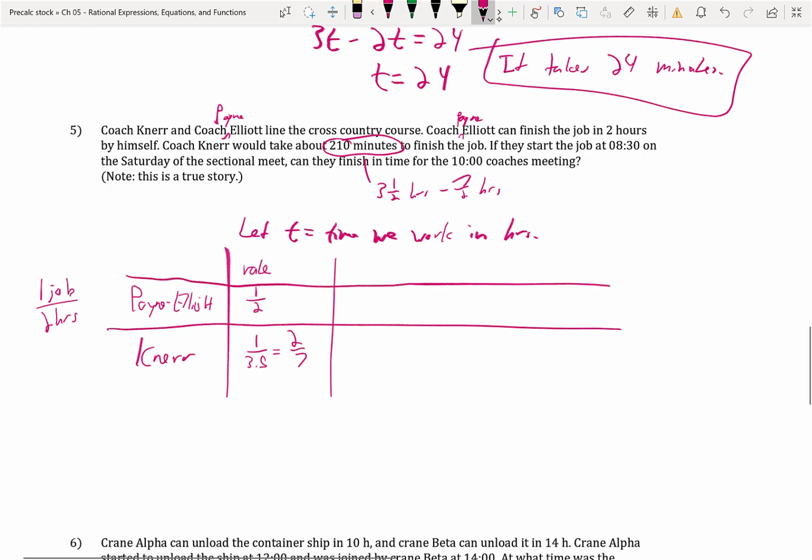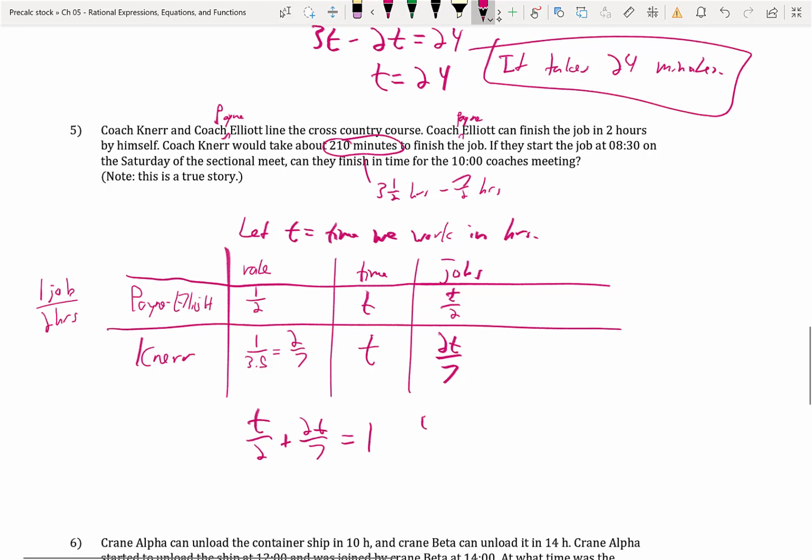The time, we don't know. So I don't know how much time each of us works. So I'm just going to put t for both. That's the variable we defined. And the distance is not the distance, it's the number of jobs like it was before. So multiplying that gives me t over 2. And this is 2t over 7. And if I take t over 2 plus 2t over 7, I would equal 1 complete job.